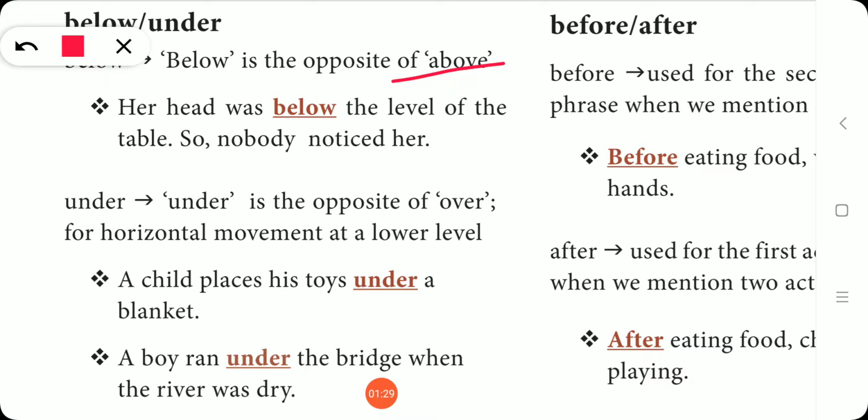In the last class we have seen above and over. So below is opposite to above and under is opposite to over. For horizontal movement at a lower level, we have seen that over should be used for horizontal movement at a higher level, and also many other conditions where to use over. A child places his toys under a blanket. A boy ran under the bridge when the river was dry. Let us come back to this after seeing some more about it.